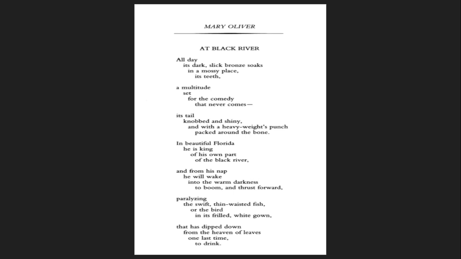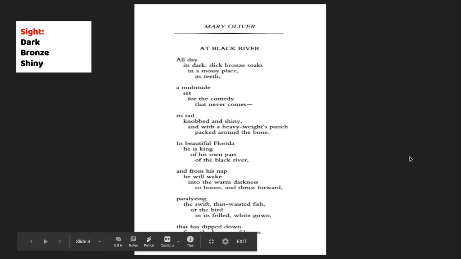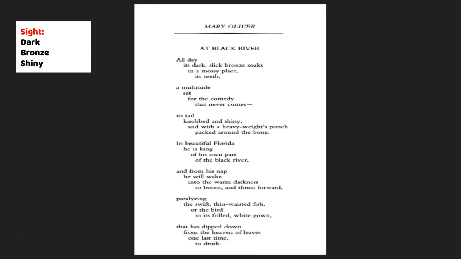So that is At Black River by Mary Oliver. And I challenge you to see if you can figure out what animal Mary is talking about in this poem. But let's take a look at some of the imagery that Mary Oliver has used in At Black River. Well, in terms of sight, she's used a lot of words that invoke what we would see. The word dark, the word bronze, the word shiny. Oftentimes, poets and authors alike will infuse their writing with color. We have the word white, the word frilled. We have that phrase, thin-waisted fish. So these are all words that the author is using to try and pull us into this picture of what's happening at Black River and help us be able to visualize it.